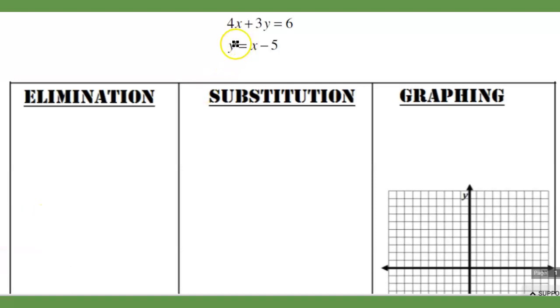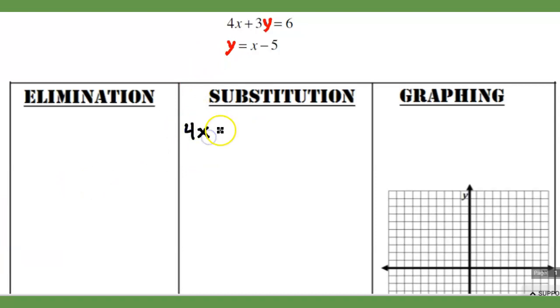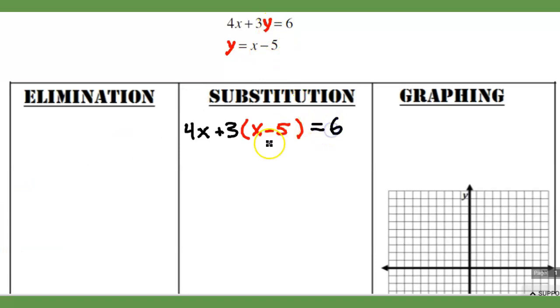So we have, again, same format. That y is the same as this y. 4x plus 3 times y, which is x minus 5, will equal 6. That's the setup for the first one, just to substitute directly.